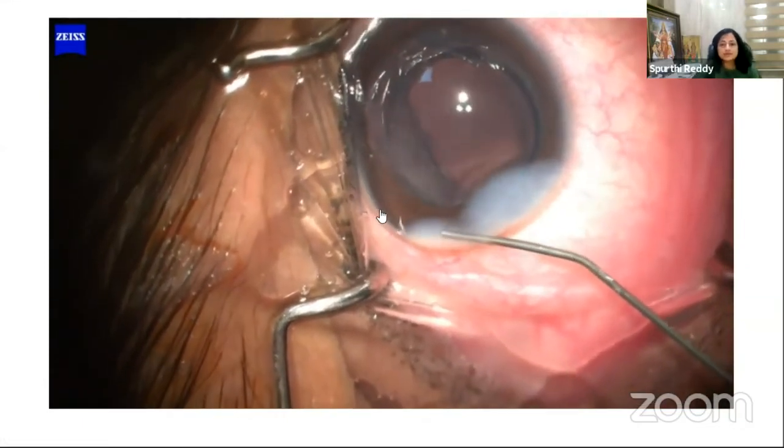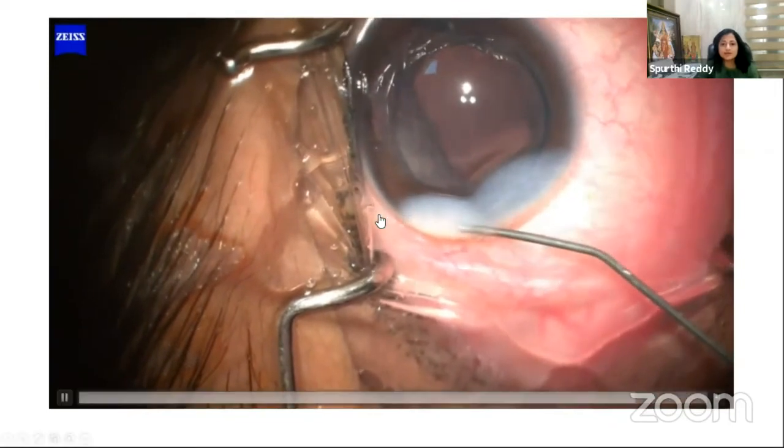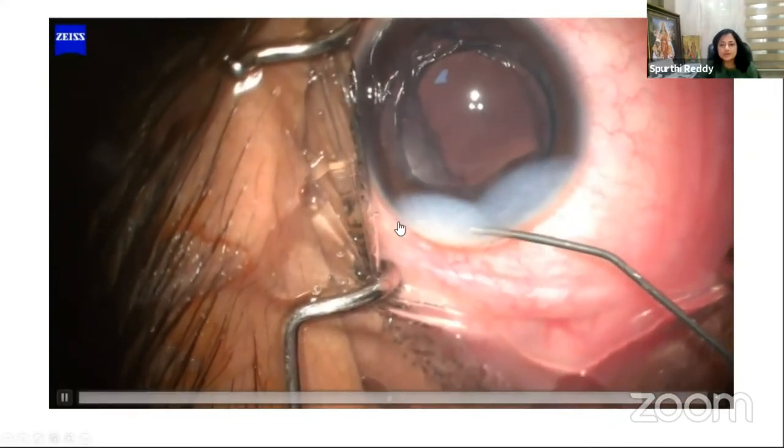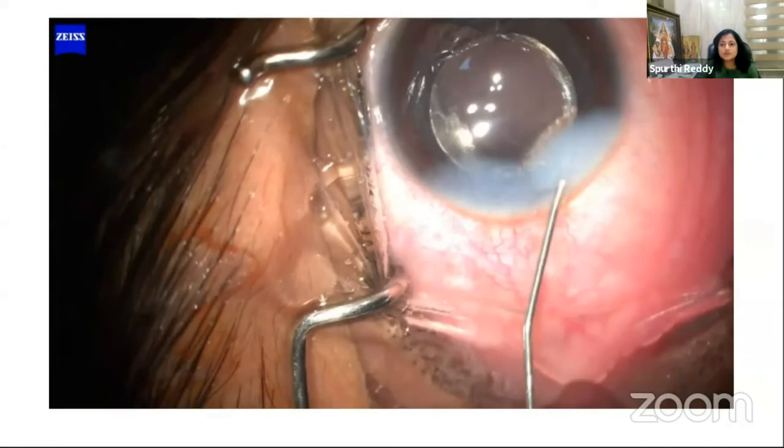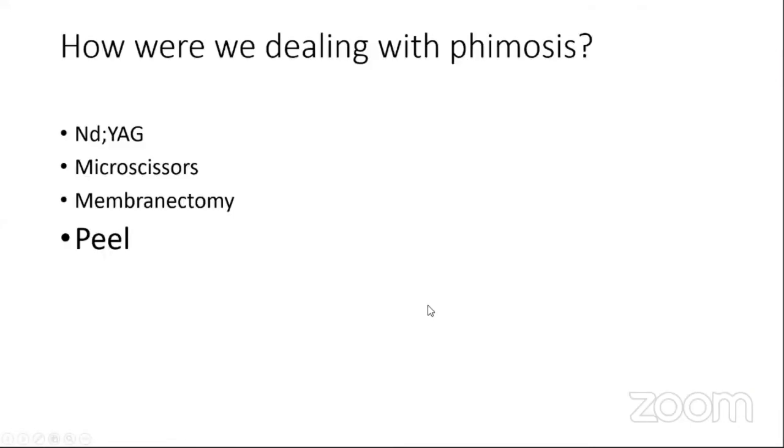So now we have to discuss what the advantages of posterior optic capture are. Once we do a posterior optic capture, we are positioning the optic away from the uveal tissue. So this eliminates the deposition of pigment on the optic, and this is more uvea friendly. Just go to the next slide.